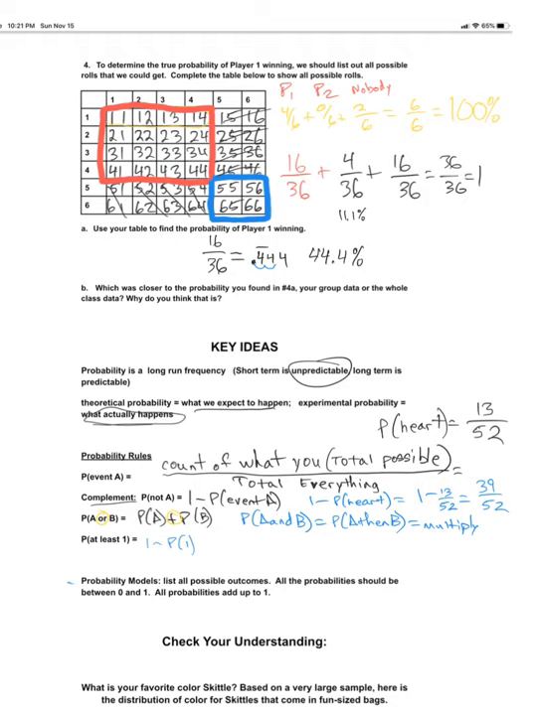Okay, probability models list all possible outcomes. So if you're drawing a model, this is what you should do. You list all possible outcomes. All the probabilities should be between 0 and 1, meaning you're doing fractions for everything, like we did with the cards. So all the probabilities that you find should add up to 1 if you're drawing all the probabilities.